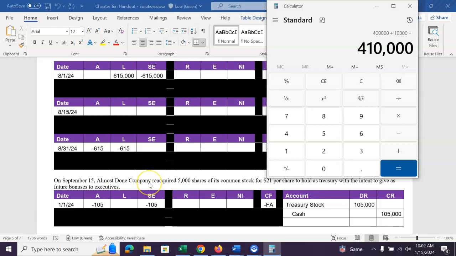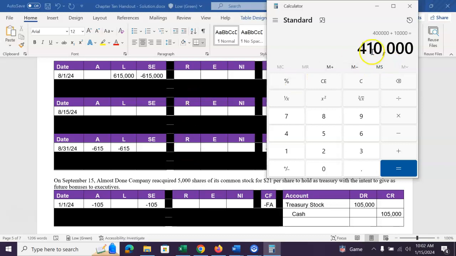Almost Done Company owns these 5,000 shares. Why would they pay a dividend to themselves? Are they going to write a check to Almost Done from Almost Done? That would make no sense, right? So if they own treasury stock shares, they will not pay a dividend on those shares.